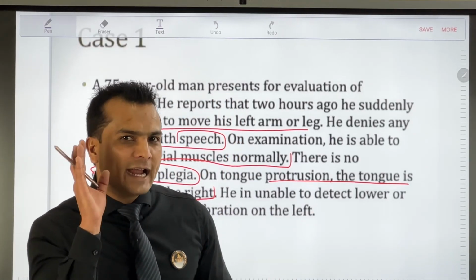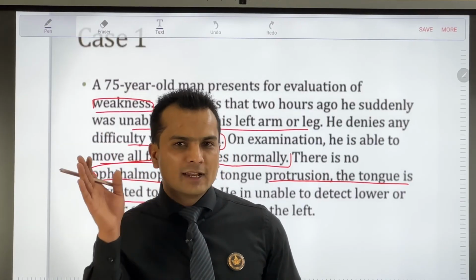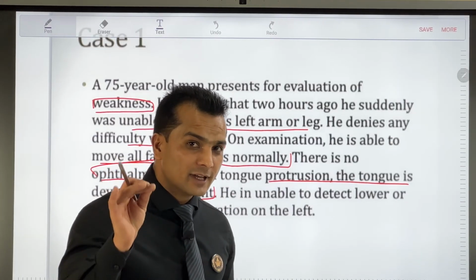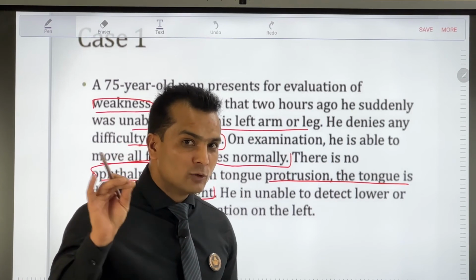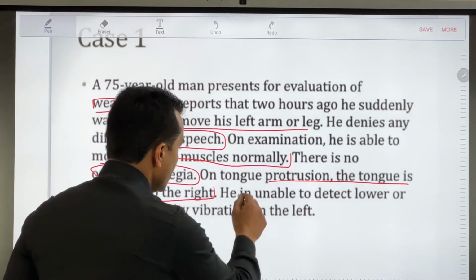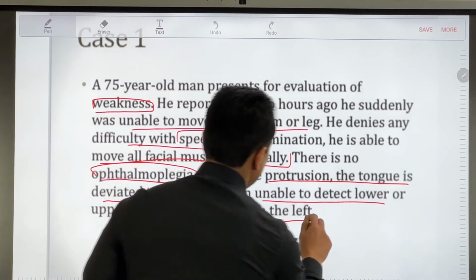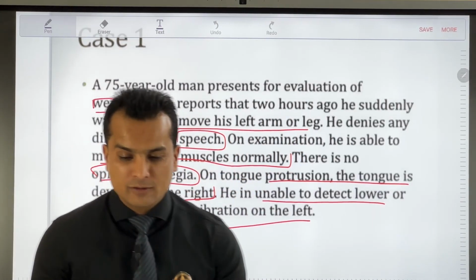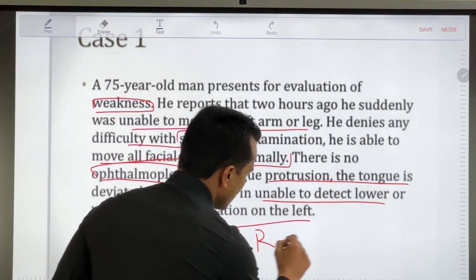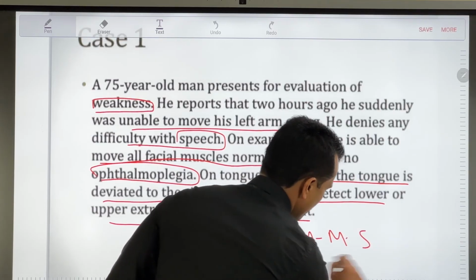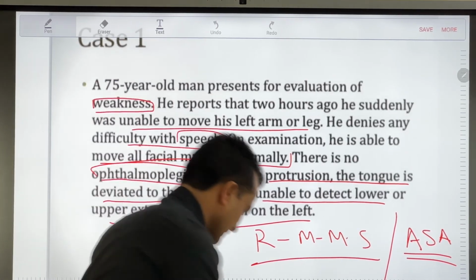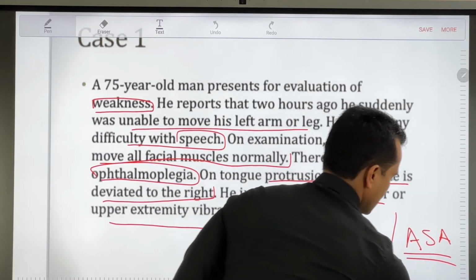So the tongue is deviated to the right side. With cranial nerve injury, remember it is ipsilateral. So the tongue is deviated to the right, which means the lesion lies on the right side of the medulla. Medial or lateral side of the medulla? Because this cranial nerve originates on the medial side of the medulla, this is the medial side. He is unable to detect vibration in the lower and upper extremity, which is the dorsal column medial lemniscal system, also passing through the medial side of the medulla. So guys, this is right medial medullary syndrome. Which artery is involved? The anterior spinal artery. This is a stroke of the anterior spinal artery.